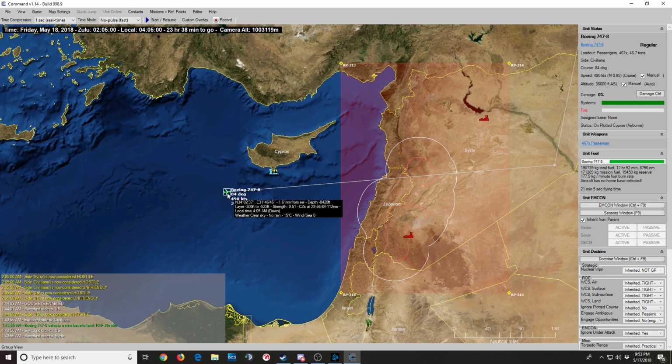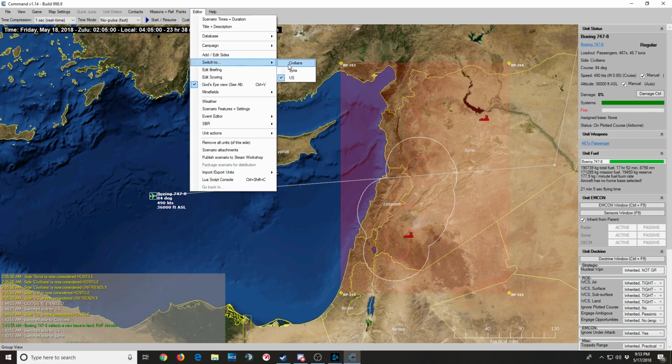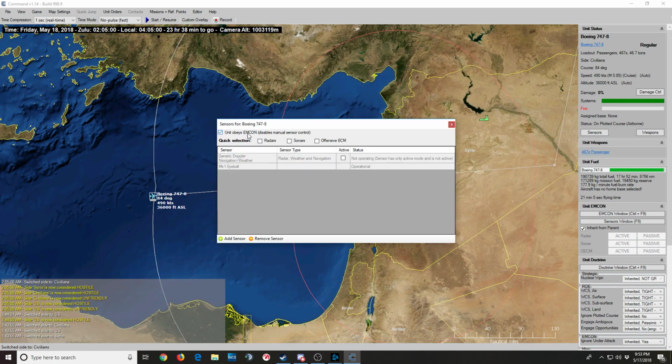Meanwhile, this Boeing 747-800 is just flying through. I'm actually going to move it a little further back. And poor fellows, completely oblivious to the fact that this is a war zone.